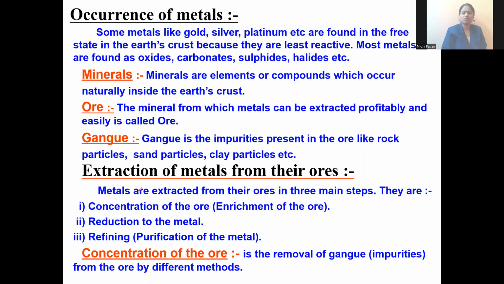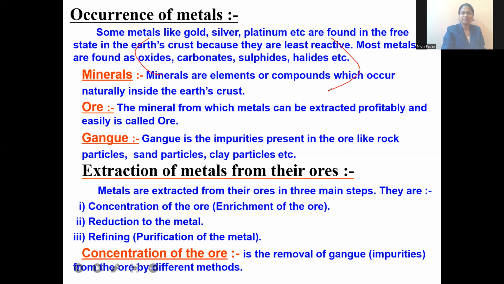Most metals are found as oxides, carbonates, sulfides, and halides. Except these, the other metals, we will get them in the form of oxides, carbonates, sulfides, and halides. So, in this concept, we have to learn certain terms like minerals, ore, gangue, etc.